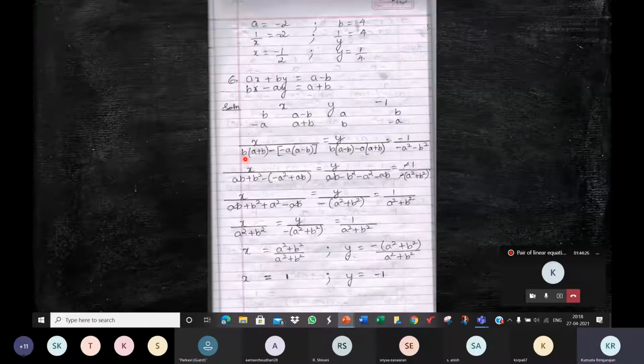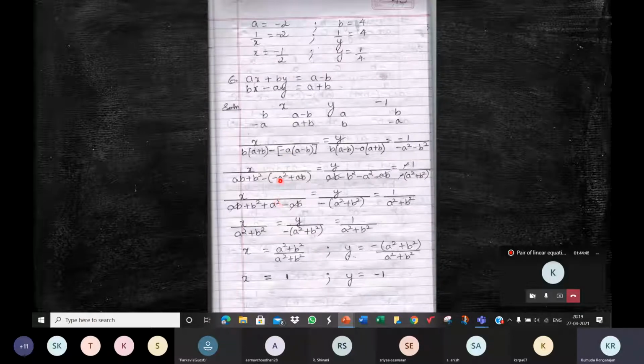So now you know how to open up the bracket. AB plus B squared. And here be careful. First multiply this. Let's do this first, and then use this and then multiply with the minus sign outside. So this is going to be minus A squared plus AB.